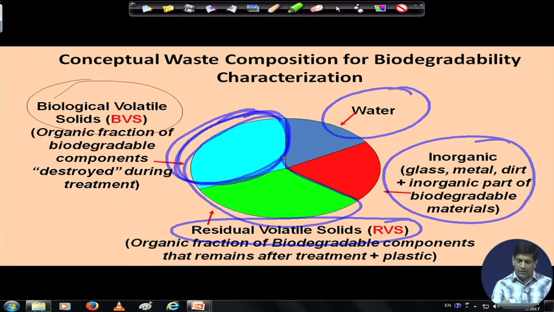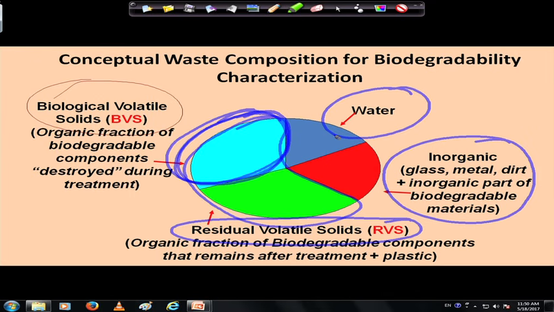So similarly here, there are certain organic fractions which will not be reacted on by these microorganisms. So they will be there even after the treatment has been done. So that's our biological volatile solids, very important. Residual volatile solids, together, these two, the light blue and the green part, is what is known as the VS, volatile solids, which we talked about earlier. So remember, we talked about volatile solids being an important parameter we need to know, but here is why we need to know.